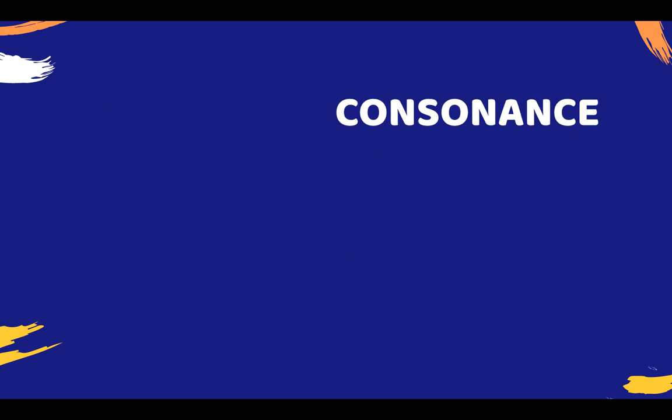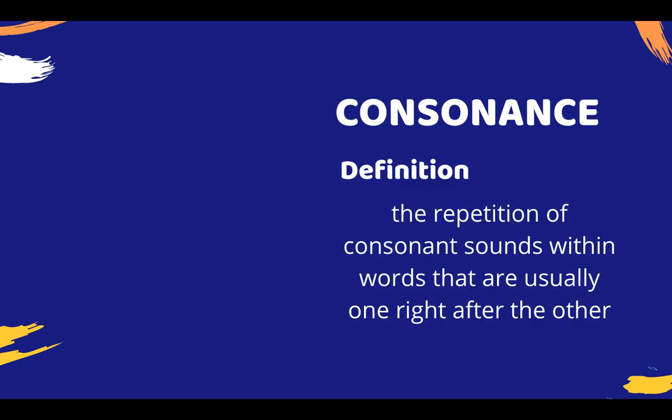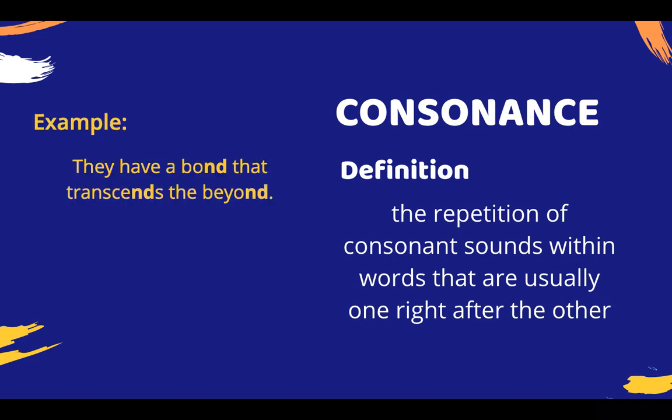Then you have consonance. The definition of that is the repetition of consonant sounds within words that are usually one right after the other. The example you have here is: they have a bond that transcends the beyond. Again, this is different than rhyme, right? It's not repeated at the end of the line necessarily, but that nd is repeated throughout several words in that line, and that makes it consonance.